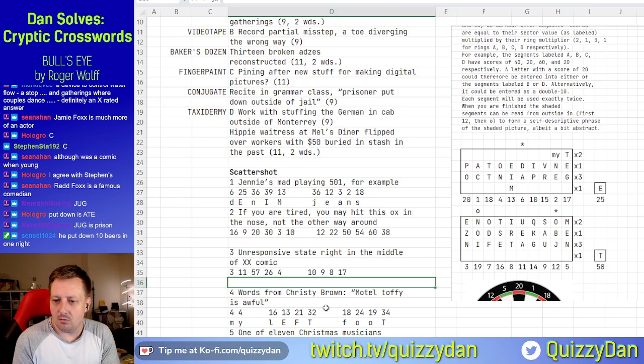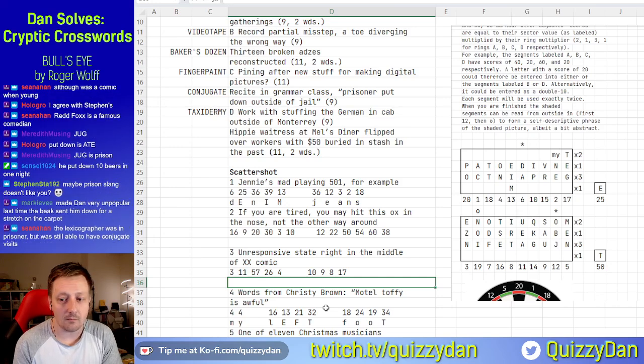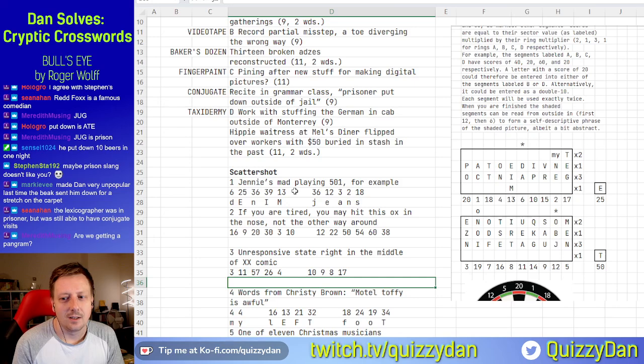So, Red Fox is a famous comedian. Where's your unresponsive state in that? I mean, maybe prison slang doesn't like me. This is very interesting. Very true. It is a mutual relationship. I think we are, Meredith. I think we are. Because I think we've got a Z coming somewhere, haven't we?